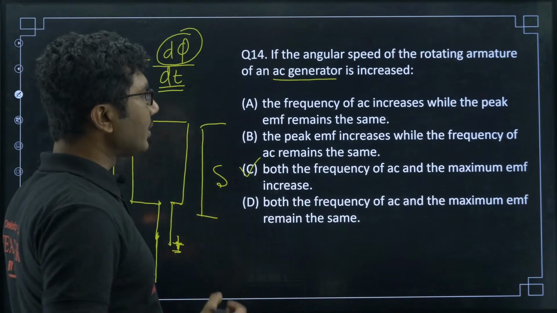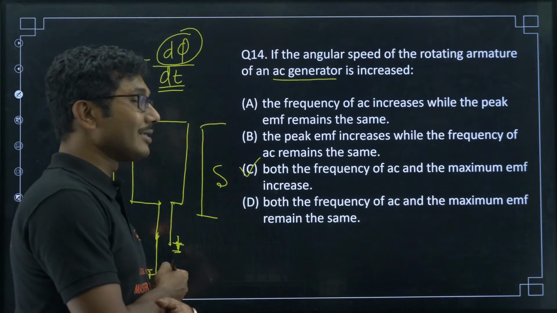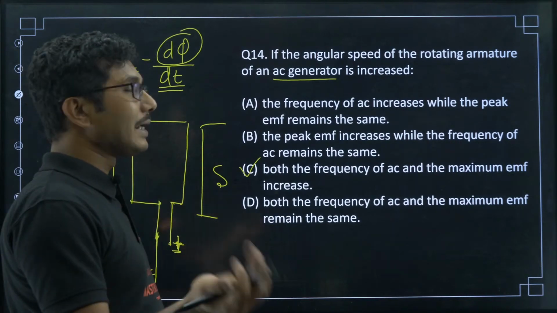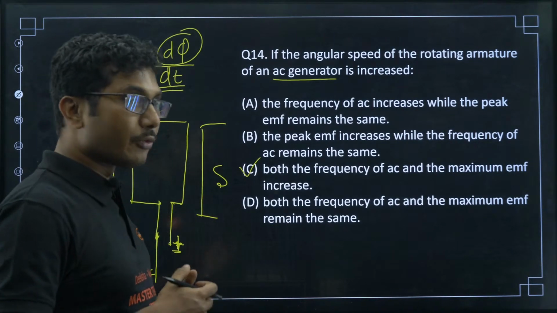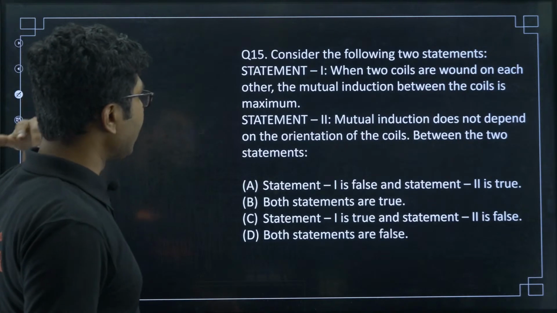And if you remember the expression for induced EMF in an AC generator, there is a term called omega directly there. So omega directly there means if the armature coil rotates faster, that means more EMF is produced there. That is another way to remember it.